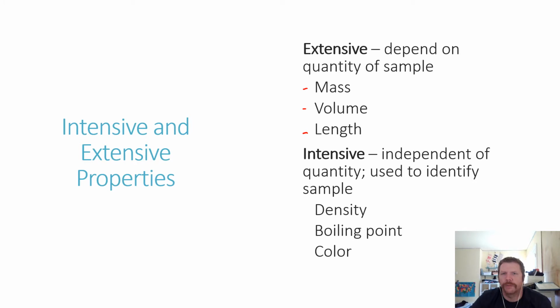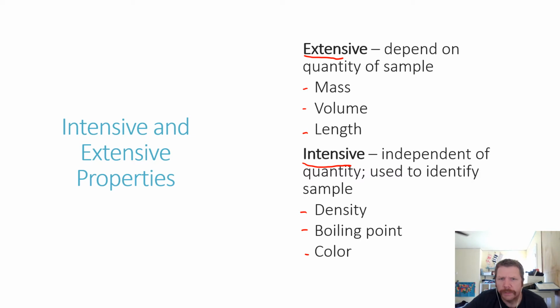Now, an intensive property is independent of the quantity used to define the sample. So density, boiling point, and color. The way that I always think about these is, I think of the word extensive and I think extent. So the vastness of something. Something can also have an intensive property, something that's intrinsic, something that makes that property unique.